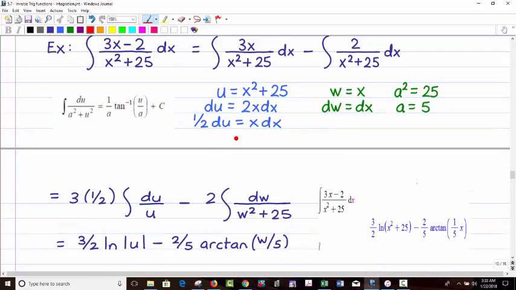Now let's finish this one on the left here. We have a 3 right there, and we have a 1/2 here, so those two make 3/2. Now, remember, this is du over u. Unlike the last one, which was du over u to the 1/2, and I mentioned this earlier in the video, you use a power rule. Only when it's du over u to the first does it turn out natural log. Anything other than u to the first on the bottom, it's power rule. So that becomes natural log of u, and this is arctan. So it's 2 over 5 arctan of w over 5.